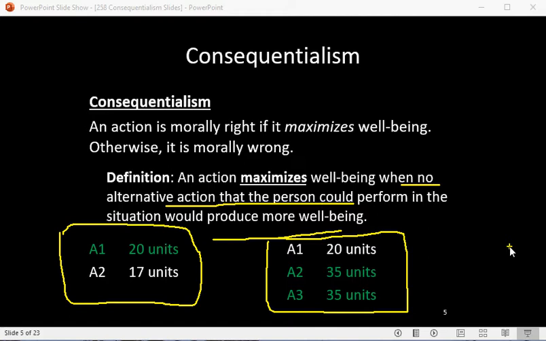No other action besides A2 or A3 produces more than 35 units of well-being. So consequentialism would say doing A2 is right, doing A3 is right. Take your pick.